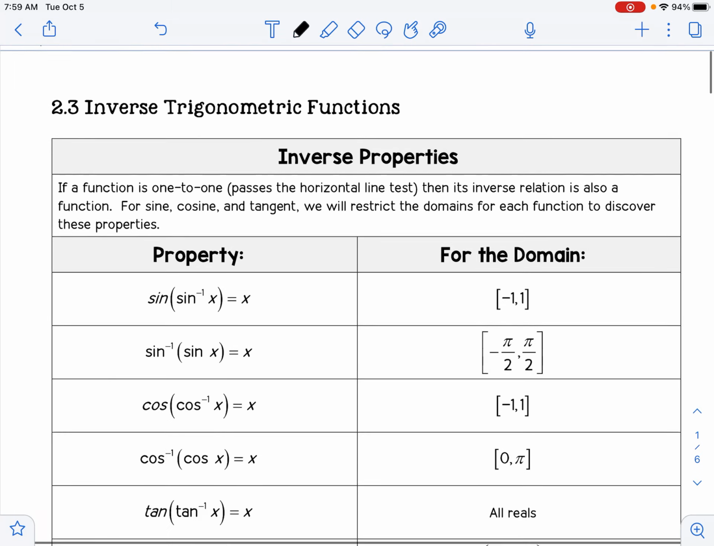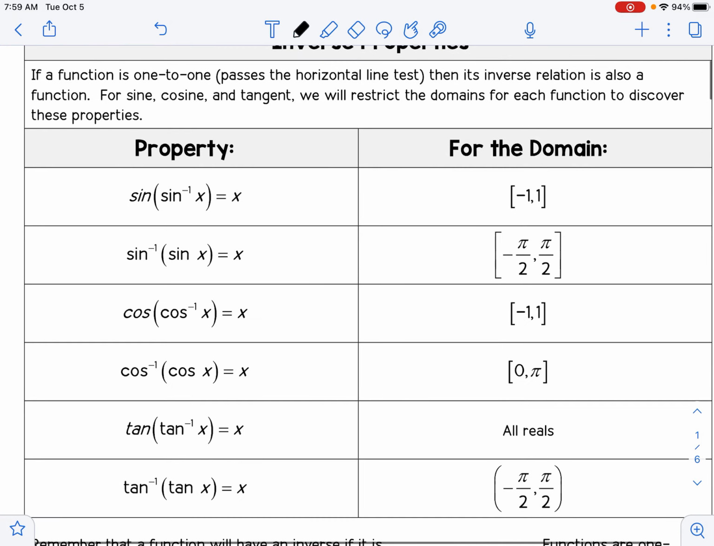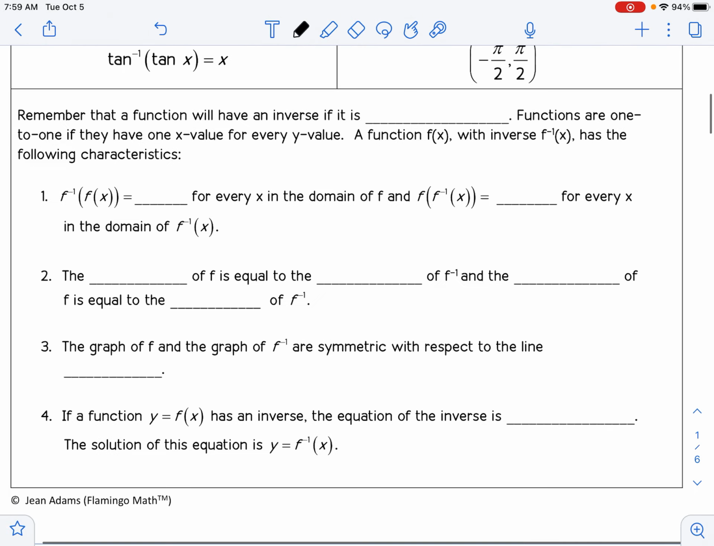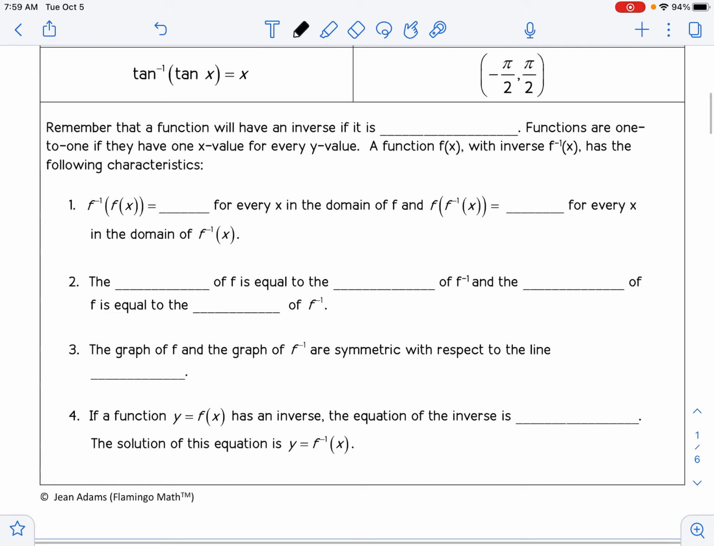Okay, so we're on 2.3, inverse trig functions. You can read down through some of these properties of inverses, but we're really going to get into the nuts and bolts of it. Take a look at graphs and so forth. Some of these things should be a little bit of review of geometry.